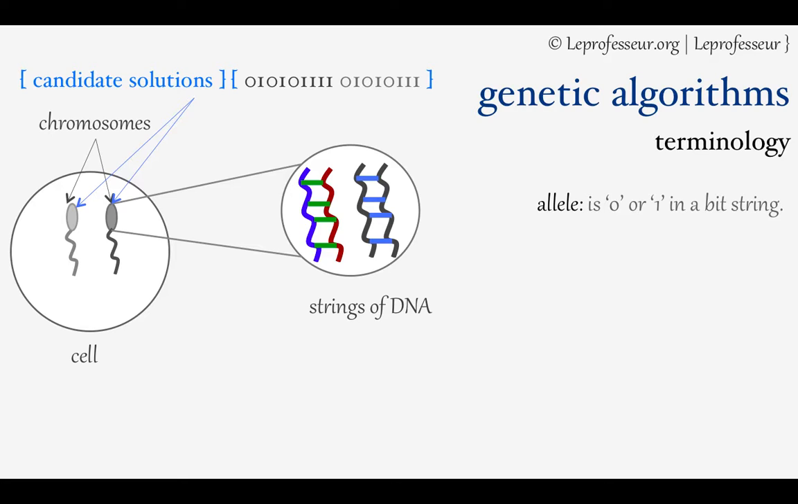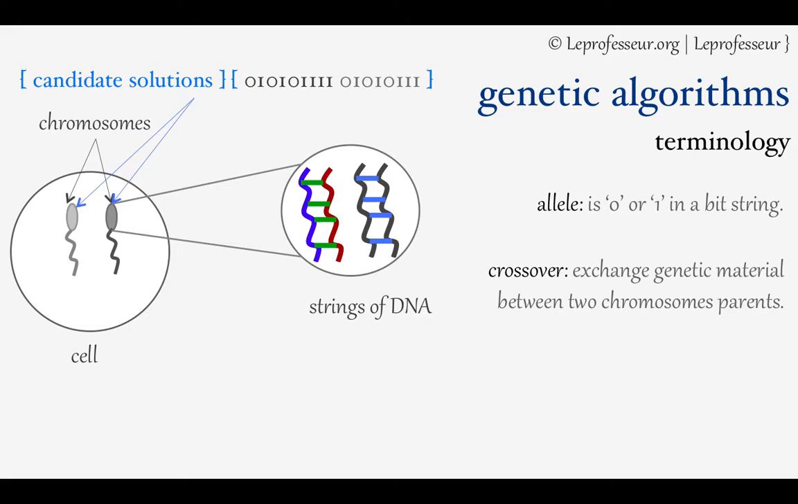Allele. Allele is a term for nothing but either 0 or 1 in a bit string. Okay? In terminology, we call it an allele. Crossover. Crossover is nothing but an exchange of genetic material between two chromosomes. Okay? Mutation. Mutation is nothing but simply flipping a bit in a randomly chosen chromosome and at a randomly chosen locus.